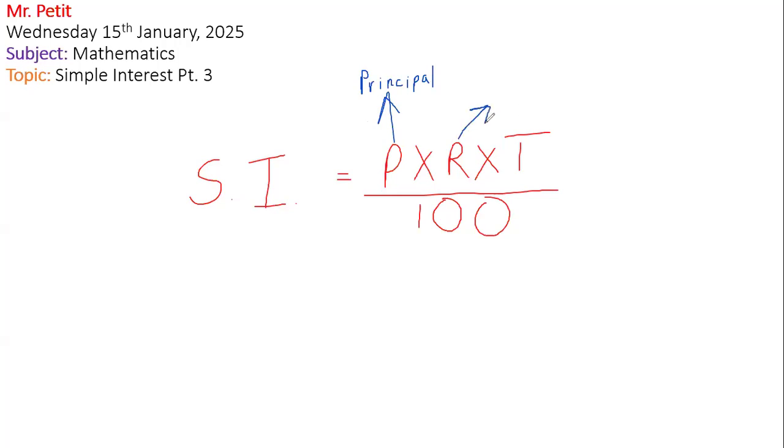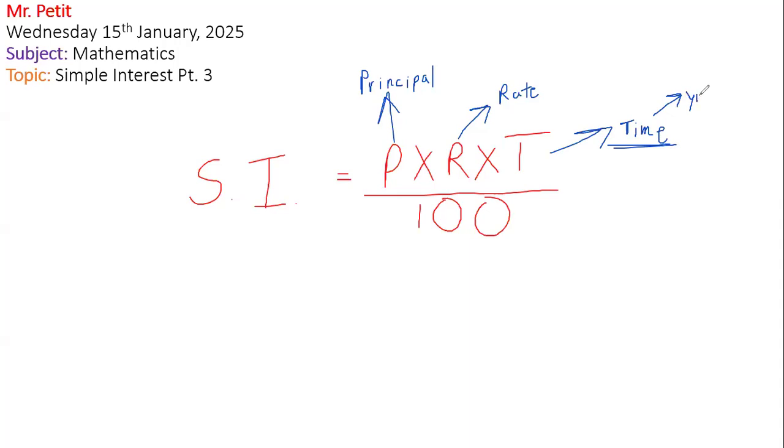And then R is for rate, the interest rate, and that's always given as a percentage. T is time, and this is very important, especially for today's lesson. Time is always measured in years. We always express our time in years.